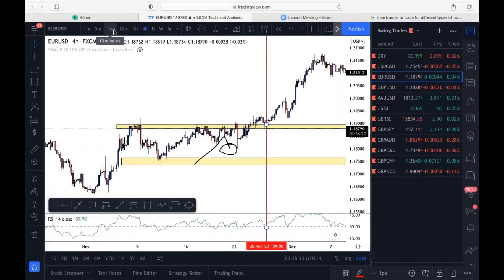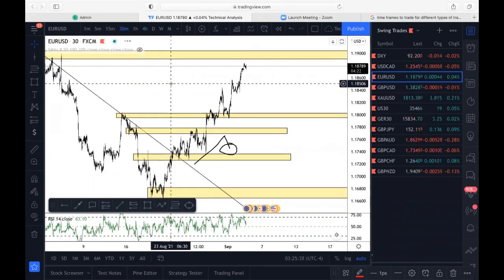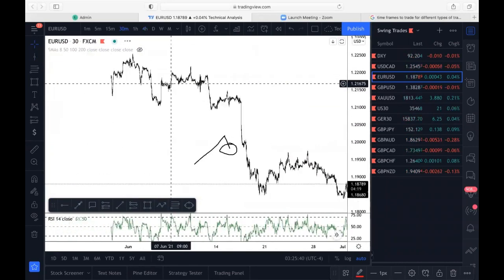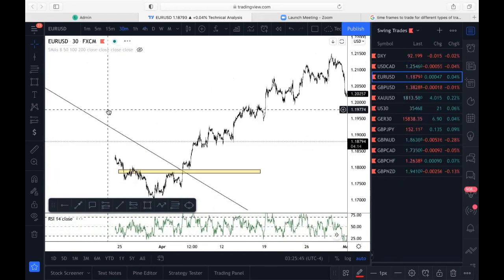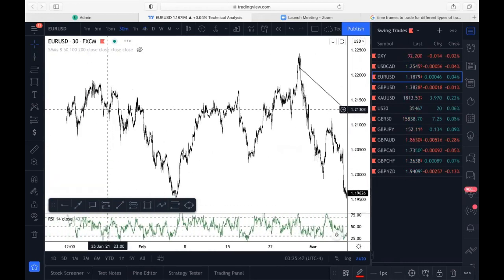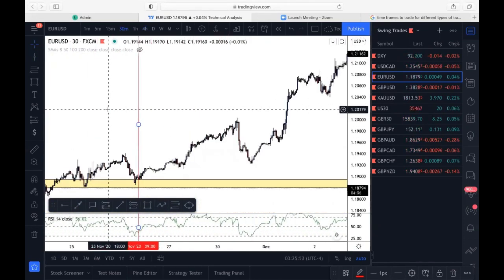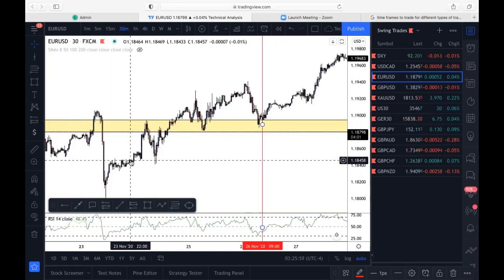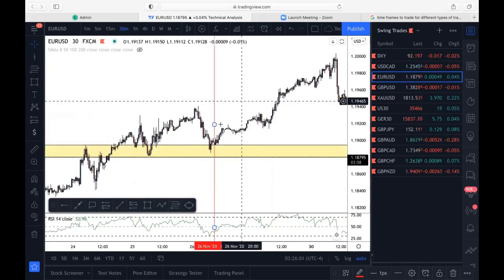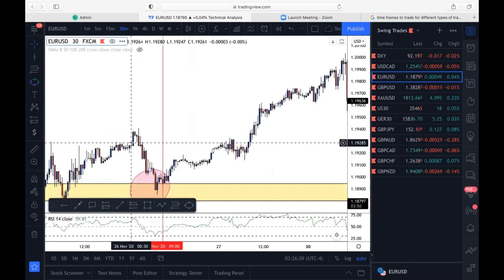So I'm gonna go to the say 15-minute, if it allows me to go back that far. I'll do 30-minute. Okay, great. So what I like to see, after this area was broken, retest it here, I like to look for entry confirmations.